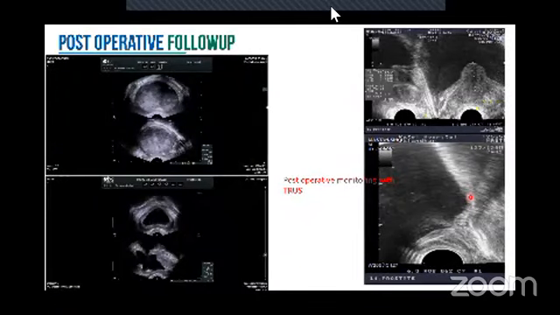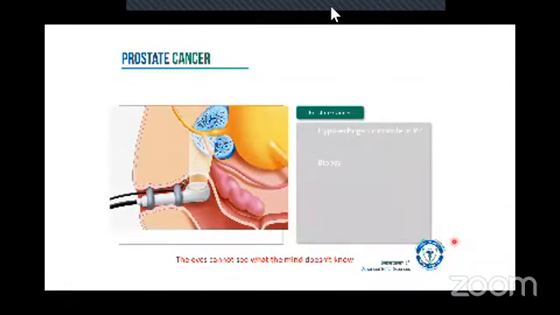You can use the transrectal ultrasound for the post-operative follow-up. This is a patient who has undergone holmium laser resection of the prostate, and you can see the vacant, empty area once the adenoma has been removed, and similarly the size of the prostate of this patient returning to almost normal. It's a huge median lobe which was there, which has completely disappeared in the post-operative area.